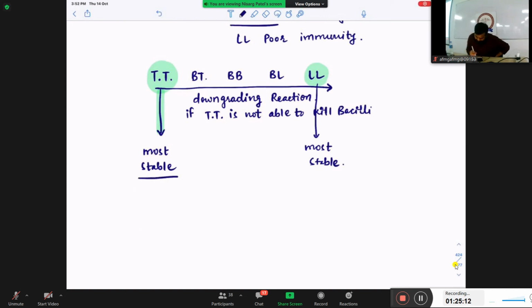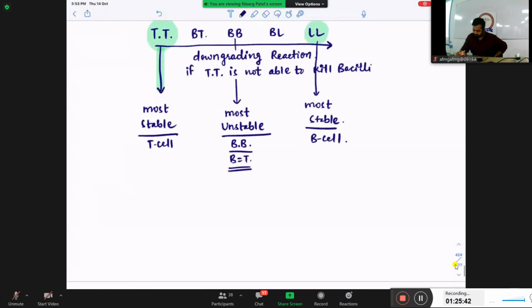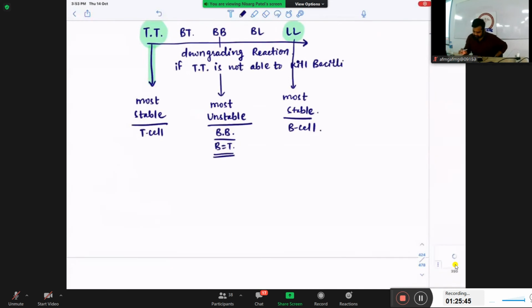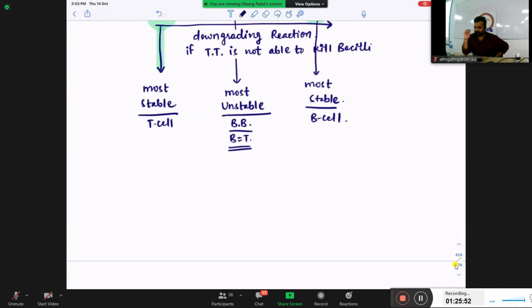So most stable is TT and LL, because they have decided that we will use only one immunity, B cell or T cell. Which is most unstable? The most unstable is BB, because they do not know which to use, B cell or T cell. So these all are the MCQ points, most stable, most unstable.